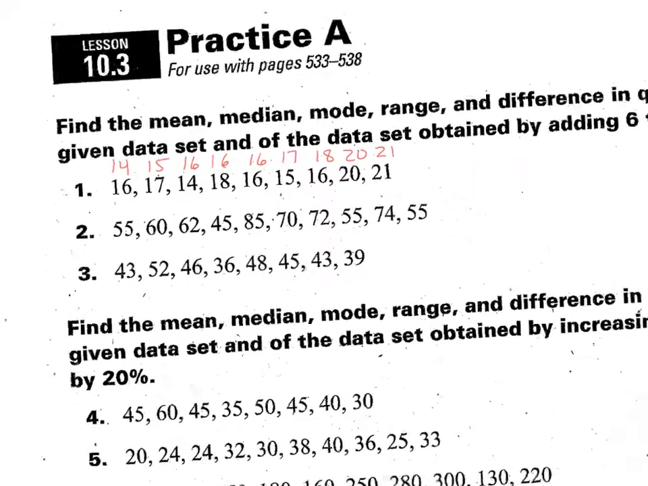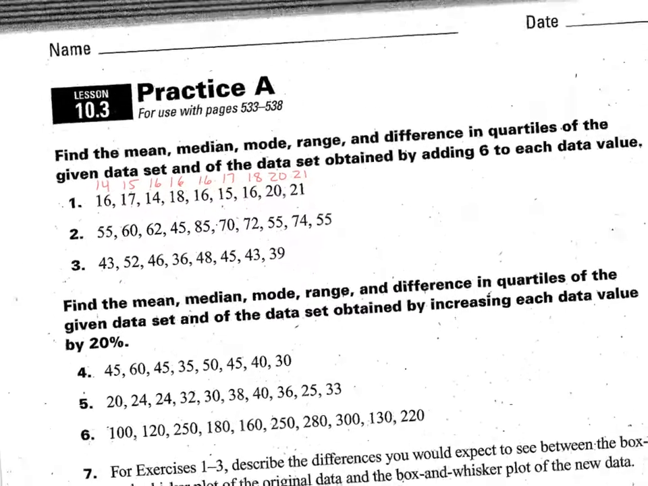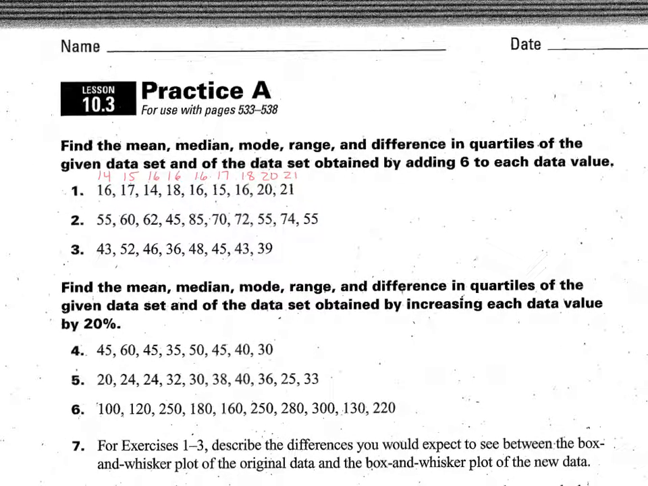So first of all, it says find the mean, median, mode, range, and difference in quartiles of the given data set and of the data set obtained by adding 6 to each value. Okay, let's first review what each of these terms mean.